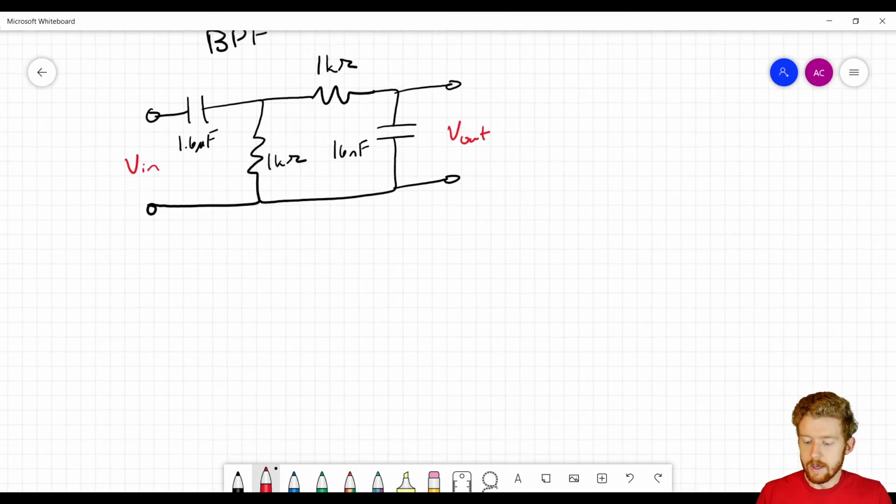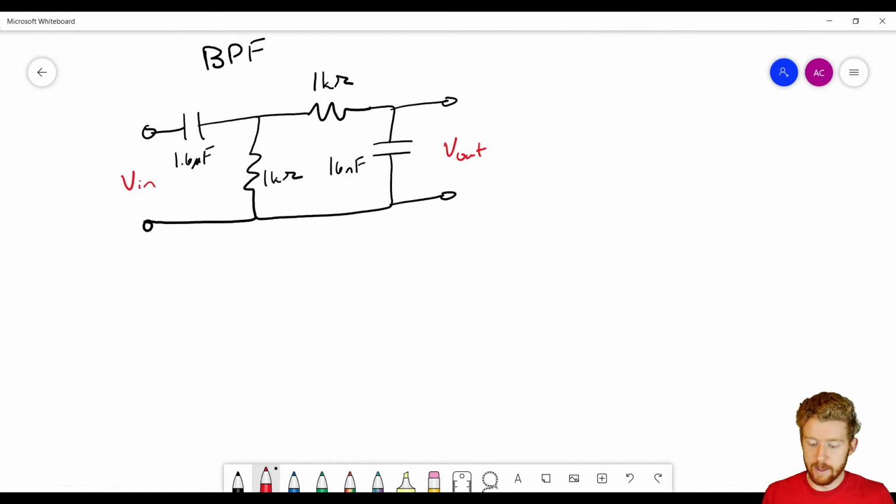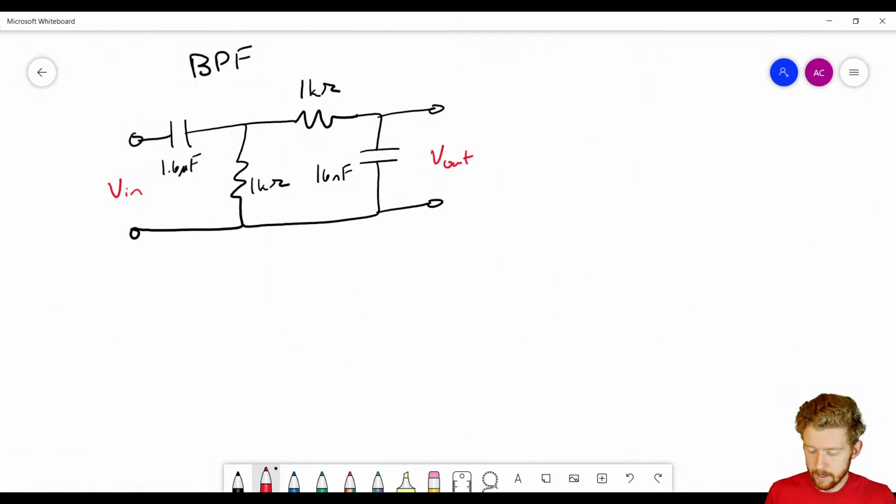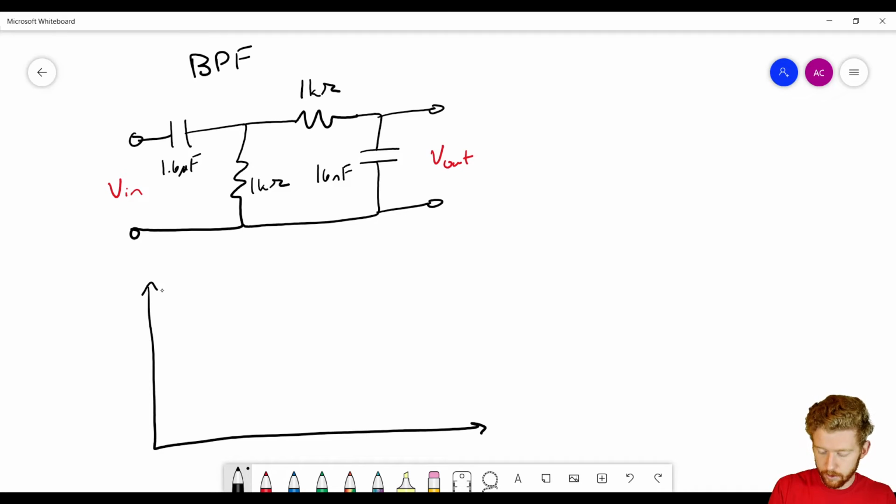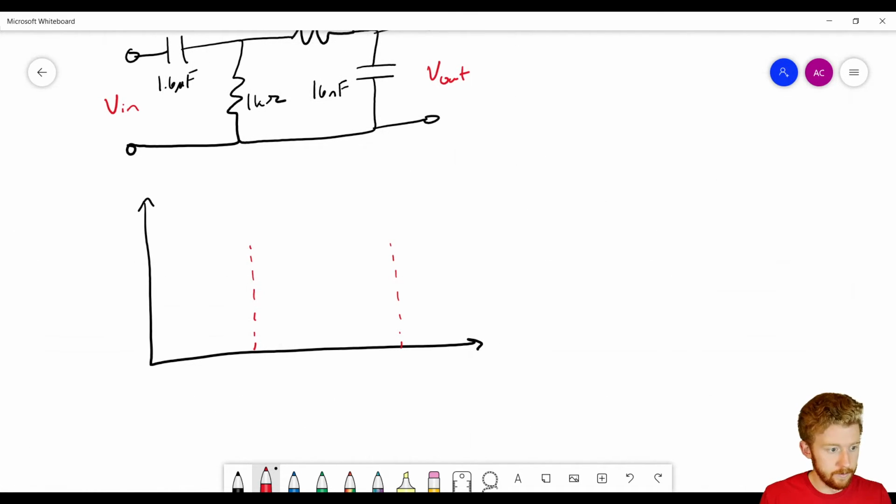So if we were to plot the response of this bandpass filter, which I did in LTspice just to make sure I was doing everything correctly, this one ends up working out pretty good. So we have our two cutoff frequencies. Let me make sure I say this one is 100 hertz and that this is 10 kilohertz. Oh, almost said ohms there. 10 kilohertz.